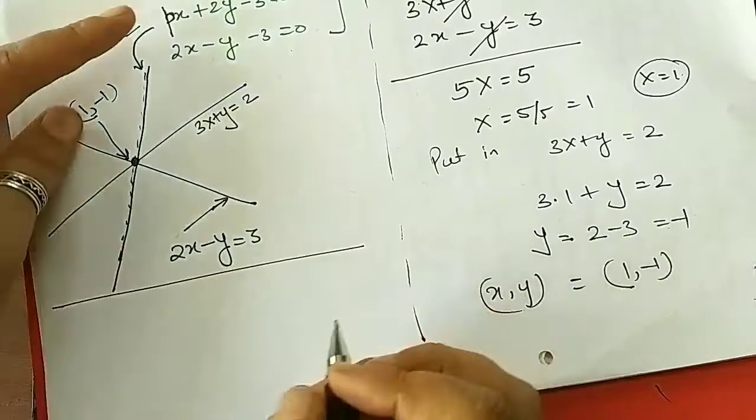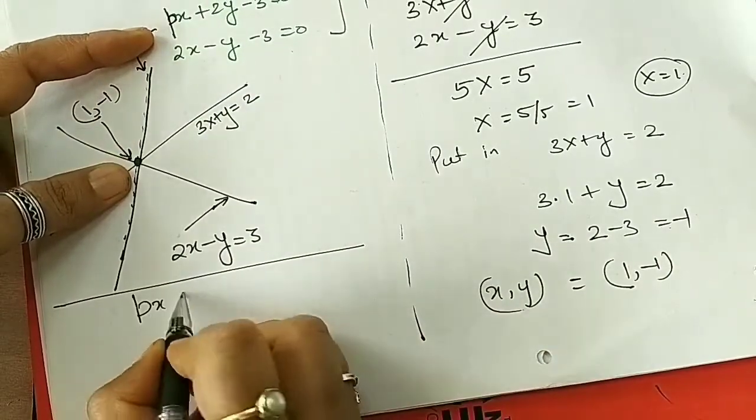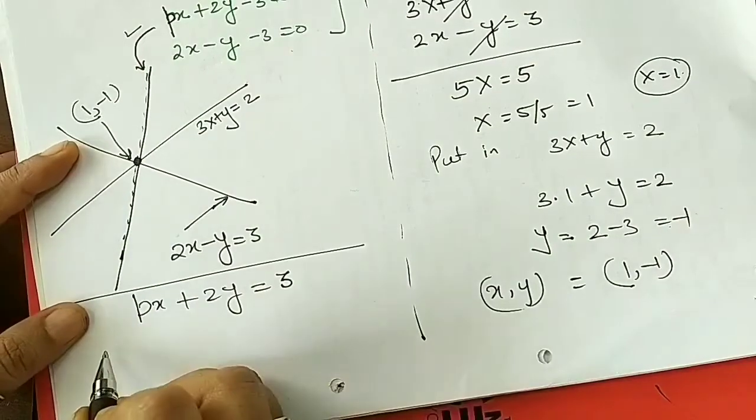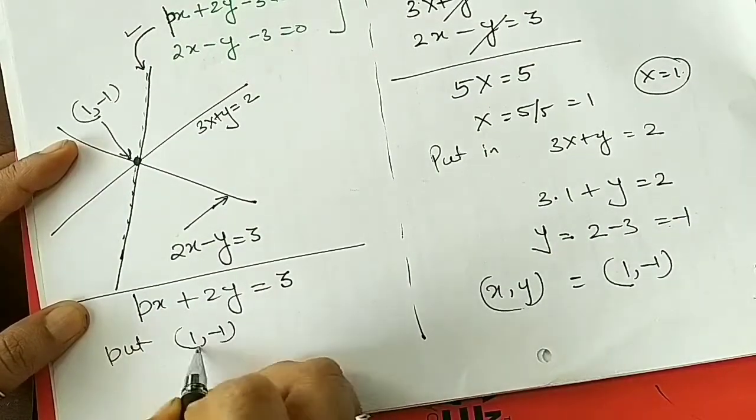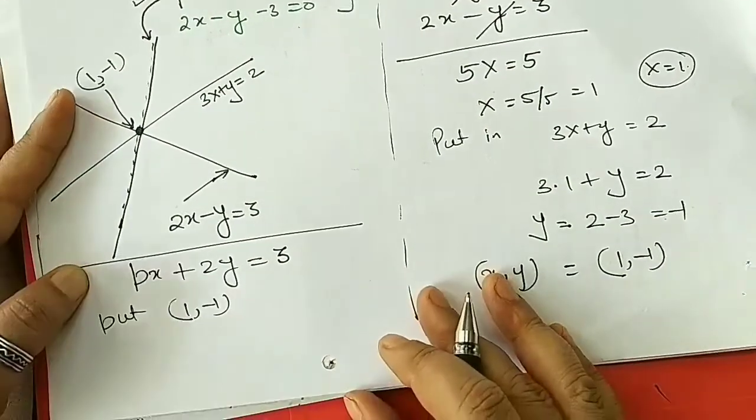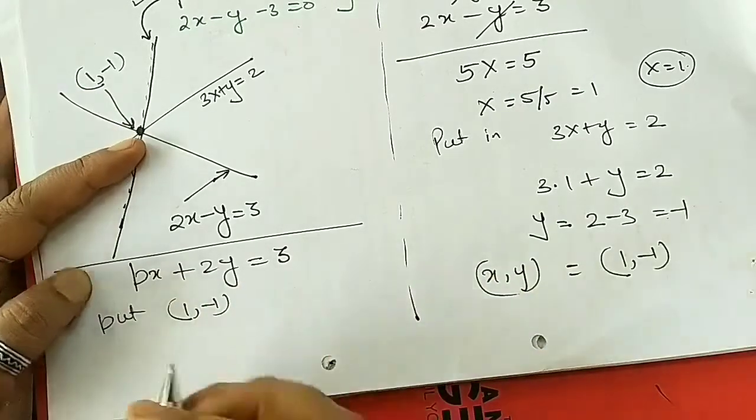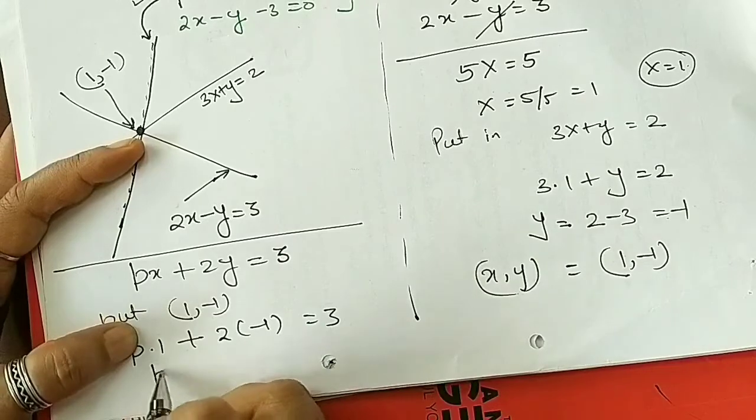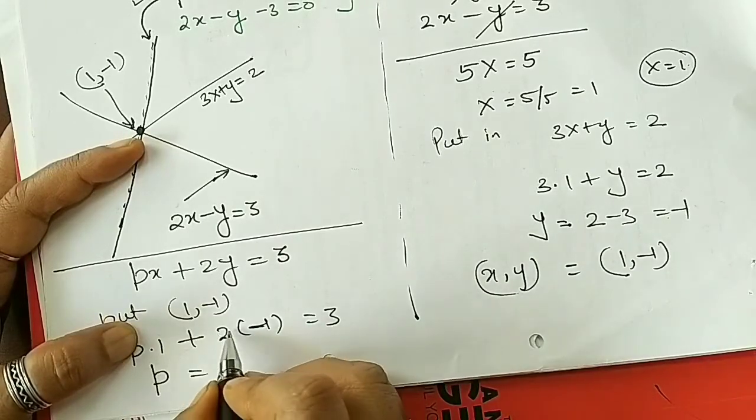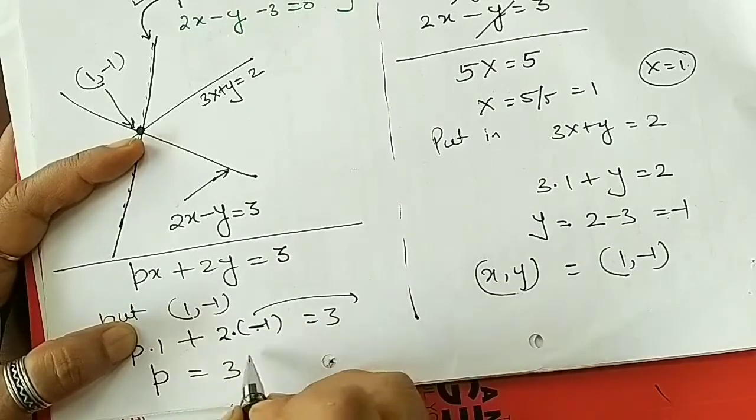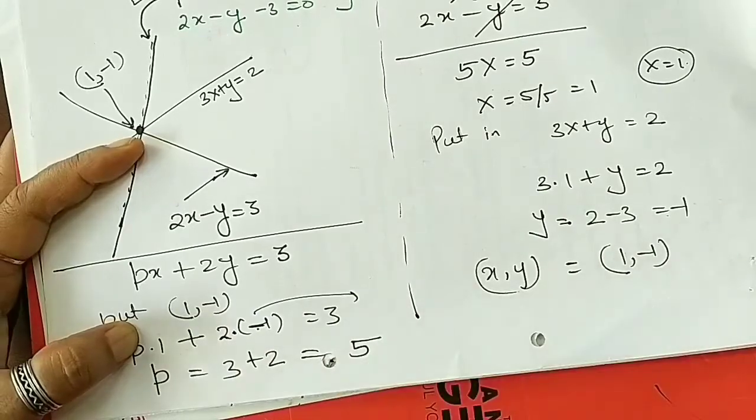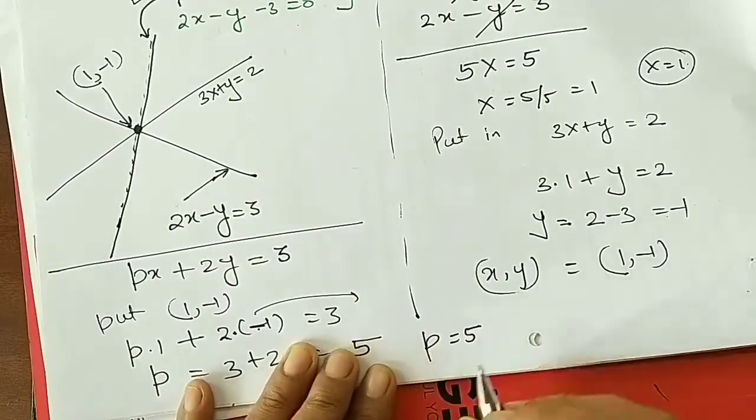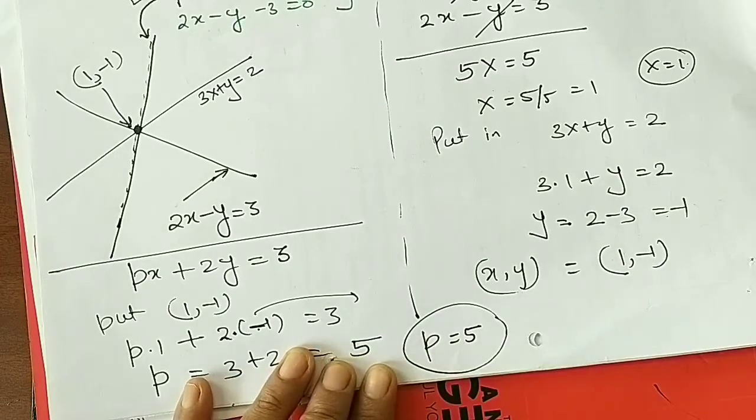So what I will do is take px plus 2y is 3. I will put 1 comma minus 1, because it will satisfy if this line is also passing through this point. So p into 1 plus 2 into minus 1 is 3. So p is equal to 3, and the minus 2 will go to the other side as plus 2, which is 5. So this is my answer. Okay, so my answer p is 5.